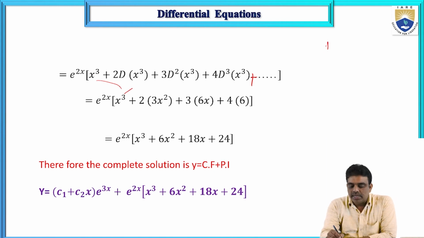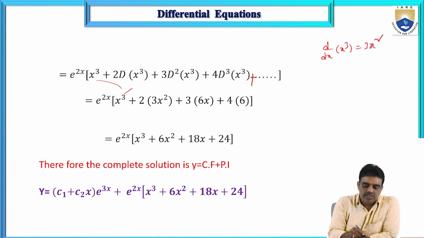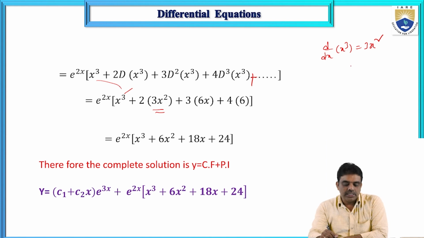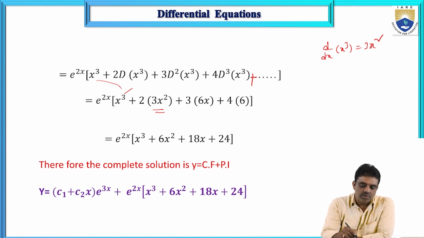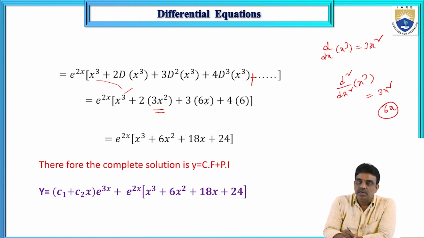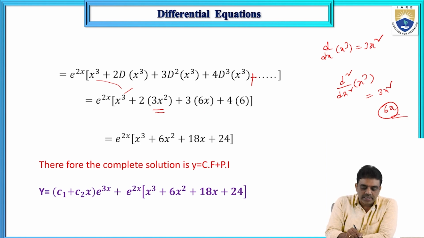D of x cube means d by dx of x cube, that is equal to 3x square. So I replaced D of x cube with 3x square, and D square of x cube, that is d square by dx square of x cube. On differentiating one time it is 3x square and again you will get 6x. So you will get here plus 4 into 6x differentiation, that is 6. So that is e power 2x into x cube plus 6x square plus 18x plus 24.